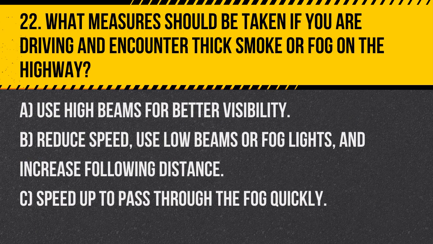Question 22. What measures should be taken if you are driving and encounter thick smoke or fog on the highway? A. Use high beams for better visibility. B. Reduce speed. Use low beams or fog lights and increase following distance. C. Speed up to pass through the fog quickly.